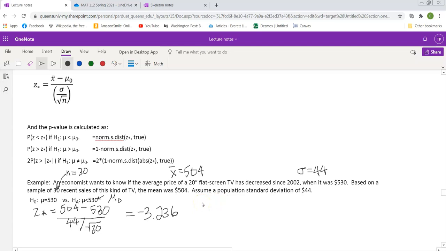Now let's find our p-value. We first have to decide which one of these formulas we are going to use. Well, all we do is we look at what the sign is here on the alternative hypothesis. This is less than, so that means we're using this formula here. So the p-value is the probability that Z is less than this test statistic we found, so negative 3.236.